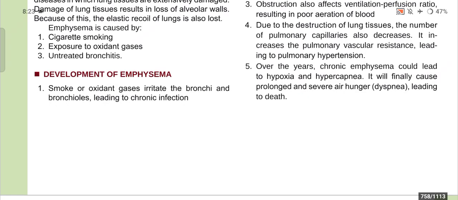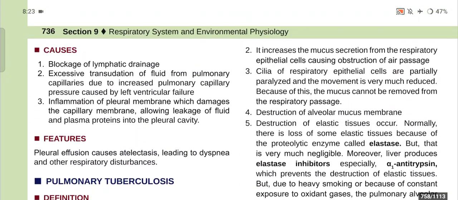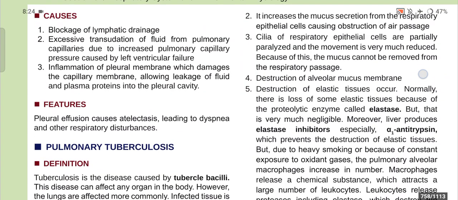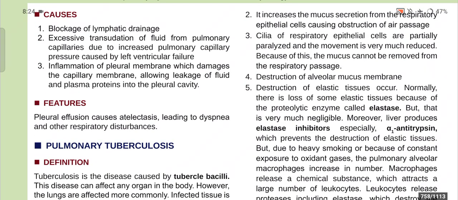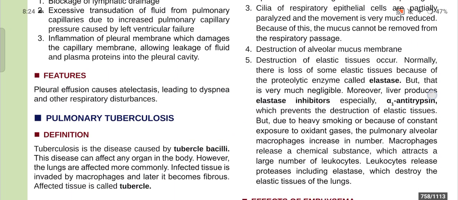First of all, smoke or oxidant gas irritates the bronchi and bronchioles, which leads to chronic infection, and then it increases the mucus secretion from the respiratory epithelial cells, which causes obstruction of the air passage, and the cilia of the respiratory epithelial cells are partially paralyzed and their movement is very much reduced. Because of this, the mucus cannot be removed from the respiratory passage, and then the destruction of the alveolar mucous membrane occurs. Then the destruction of elastic tissue occurs.